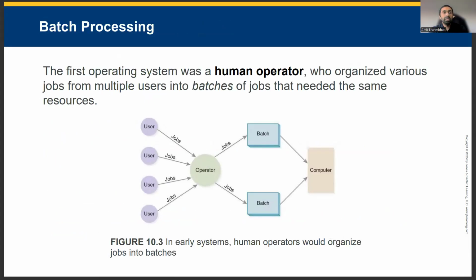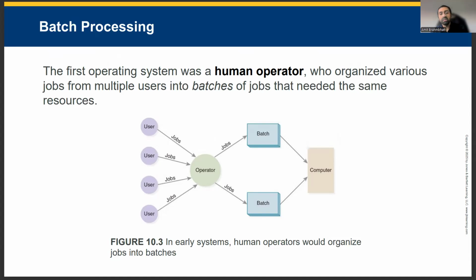Here we look at the early days of computing and batch processing, where there were no operating systems as we know them. Instead, a human operator acted as the OS. They would collect jobs from different users and organize them into batches based on resources required. This reduced setup time and made machines more efficient, but it also meant users waited long periods for the results.